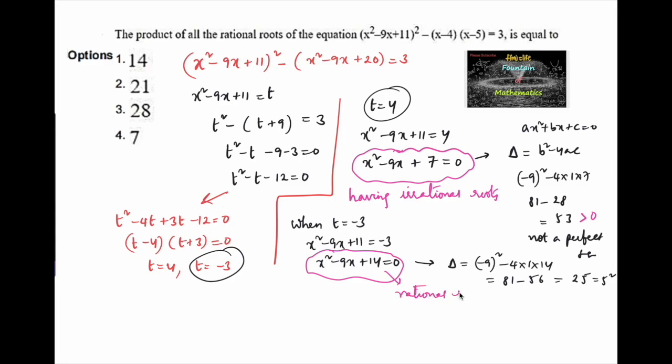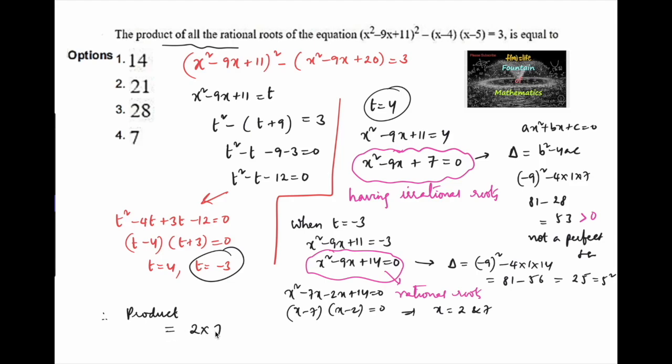Let's find the rational roots here. So we can write x square minus 7x minus 2x plus 14 is equal to 0. So (x minus 7) into (x minus 2) is equal to 0. So the rational roots are x is equal to 2 and 7. Therefore, the product of all rational roots, here only two rational roots are there, is equal to 2 into 7, which is equal to 14.